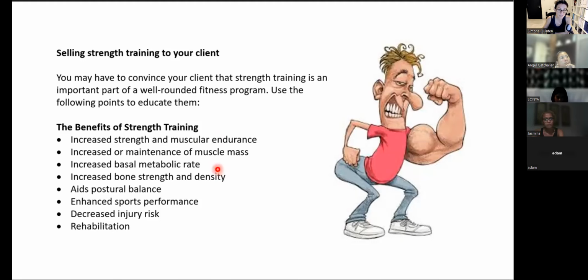When you have more muscle, it is more metabolically active. In order for a muscle to survive, it will burn calories, okay? Otherwise, it will not be able to survive. It will increase bone strength and density, which is good for people with osteoporosis. It helps your postural balance, enhances sports performance, decreases the injury risk and is good for rehabilitation.